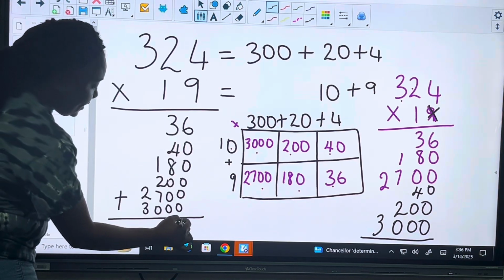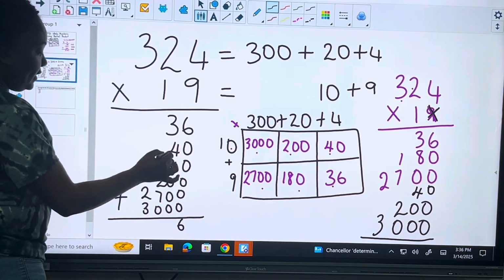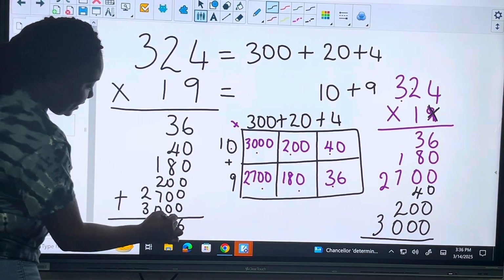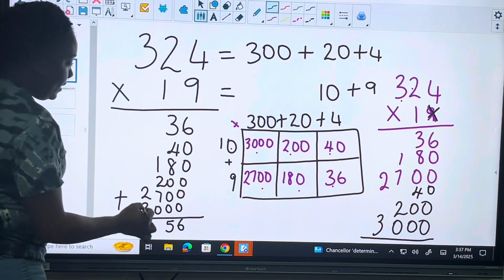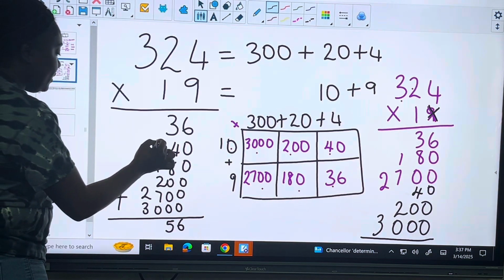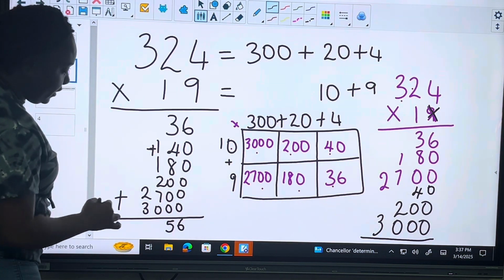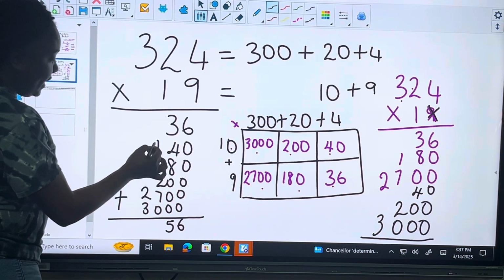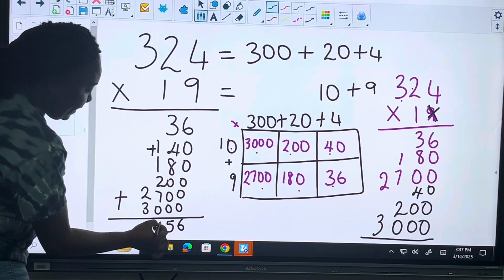Let's add now. 6, that's going to be 6. 8 plus 4 is 12, plus 3 gives us 15. Carry the 1, plus 1, I'm going to add this one over here. 7 plus 2 is 9. 9 plus 1 is 10, and 10 plus 1 is 11.